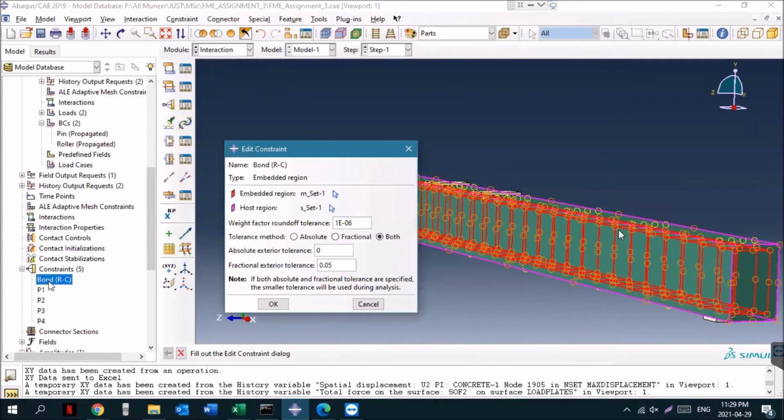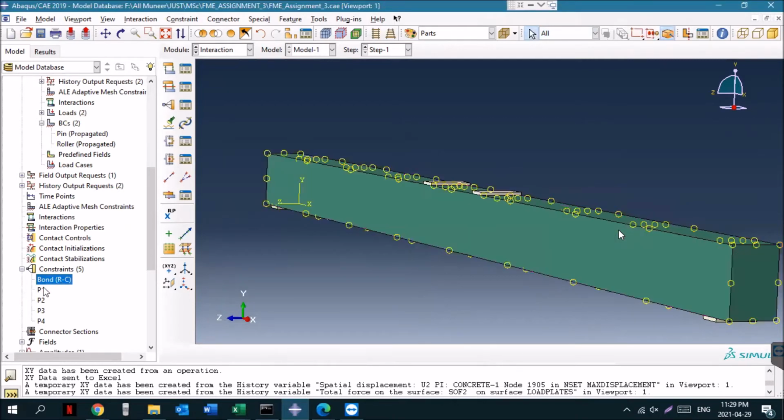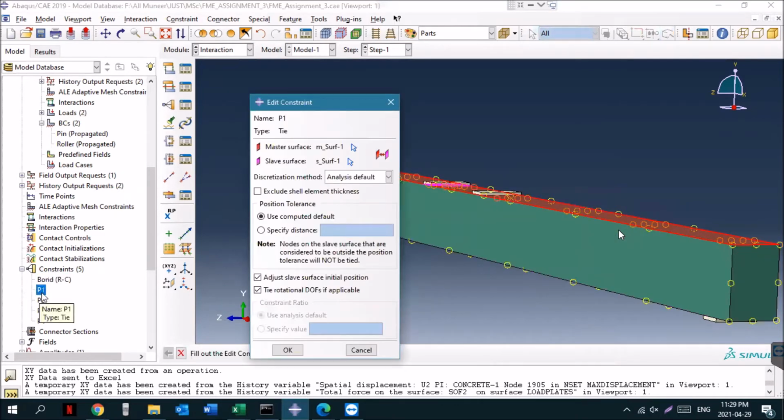Now, for the bond between the concrete and the steel bars, they are of embedded region type. We assume here the full bonding between both the steel and the concrete, while in the plates here, we assume that they are just tied together, and this is to prevent the plates from restraining the beam from movement for the upper plates and just work as load transmitters.